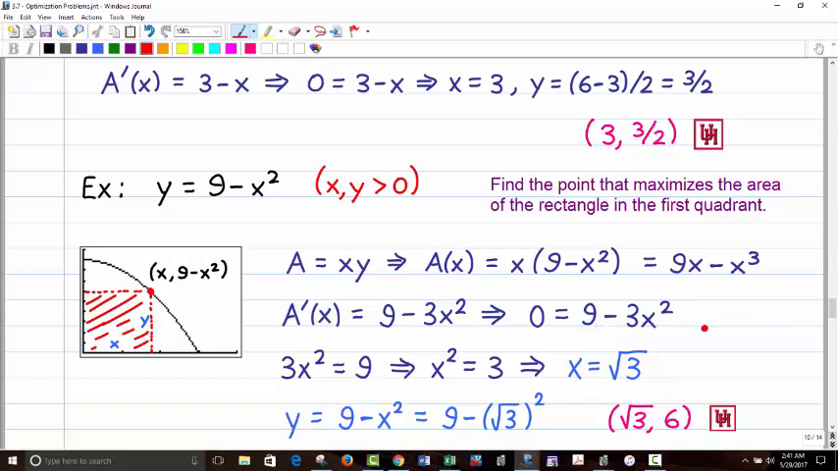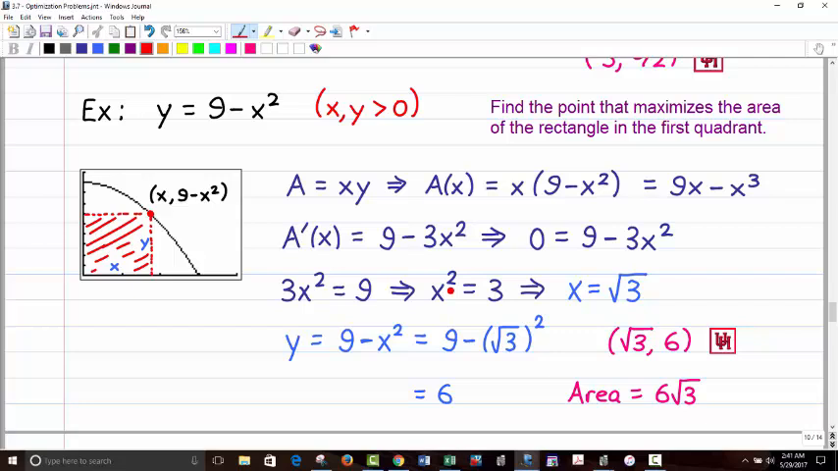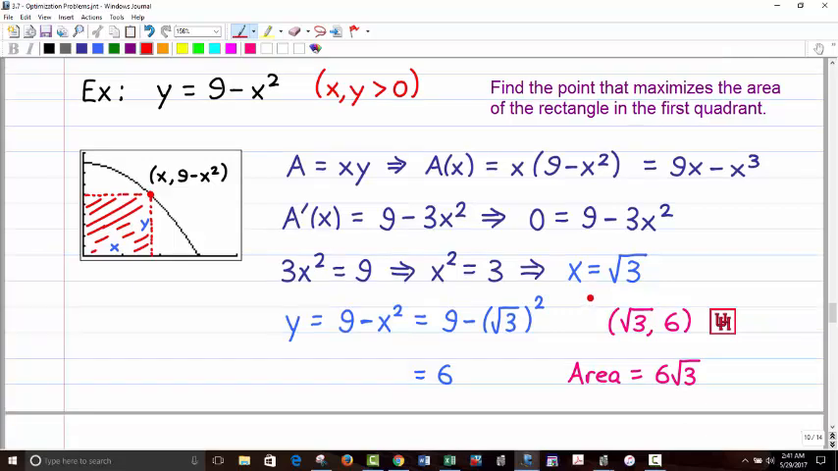So we have 9 minus 3x squared equals 0, and we have 3x squared equals 9, so x squared equals 3. So once again, we only need the positive square root in this case. Positive root 3. See, I like this one, because the x-intercept's 3, so it wasn't automatically half of that. Then you plug the square root of 3 in for the x, and you'll get 9 minus square root of 3 squared, which is 6. So the coordinate would be (square root of 3, 6), and therefore the maximum area would be those two numbers multiplied together, which is 6 square root of 3.